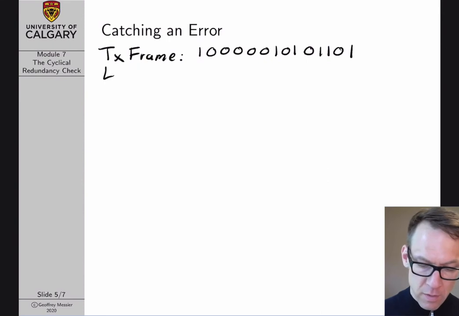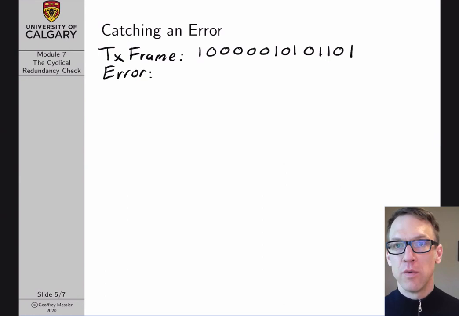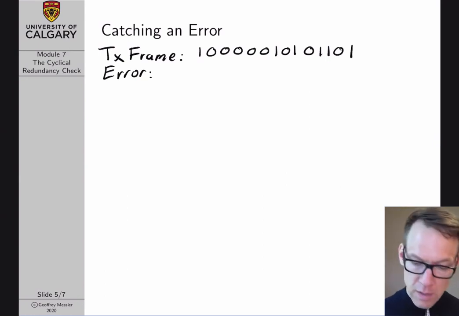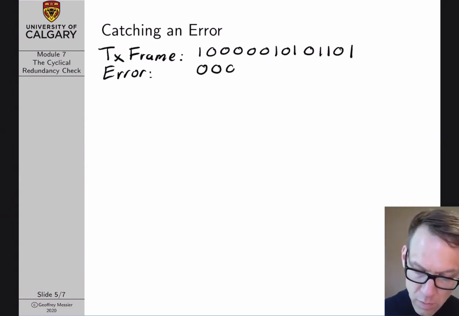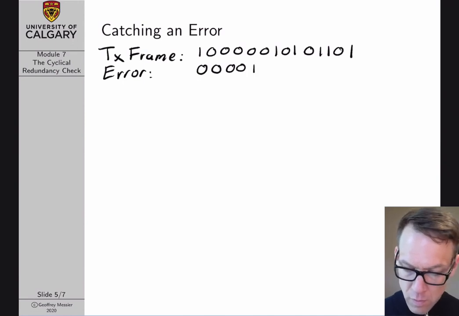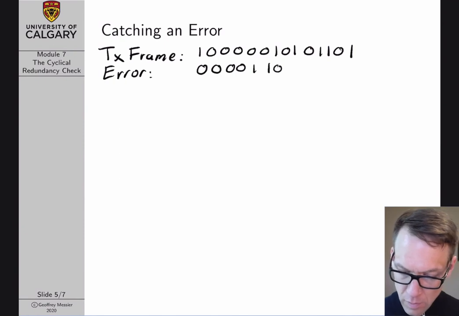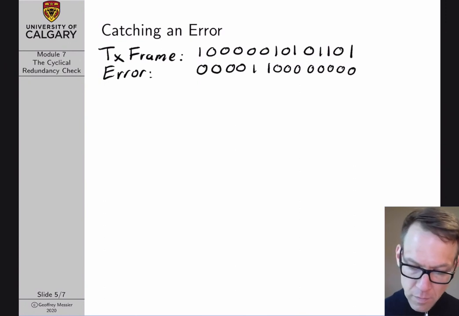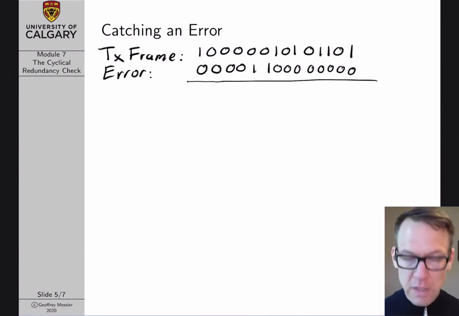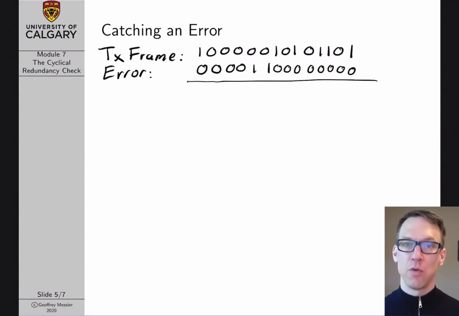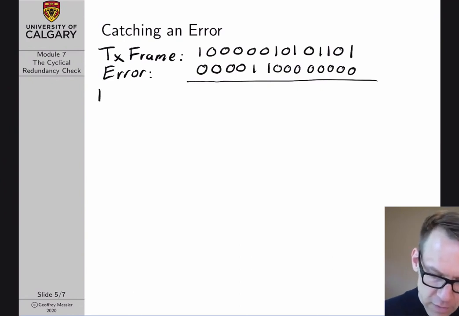Our error pattern is going to be 1, 1, 0, 0, 0, 0. So it's going to be a 2-bit error. If you recall, 2-bit errors are something that our old parity bit scheme would have trouble with. So let's see how the CRC scheme deals with it.